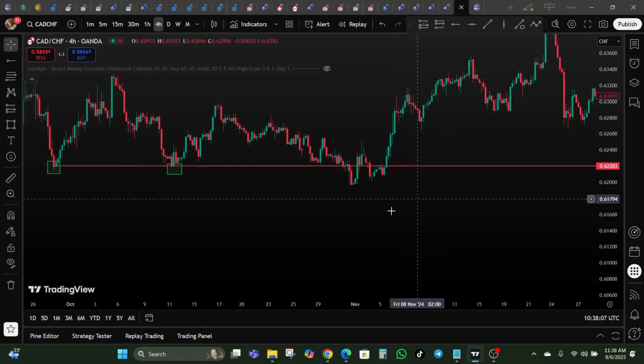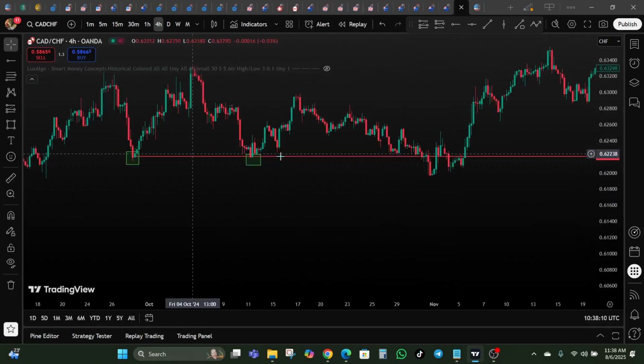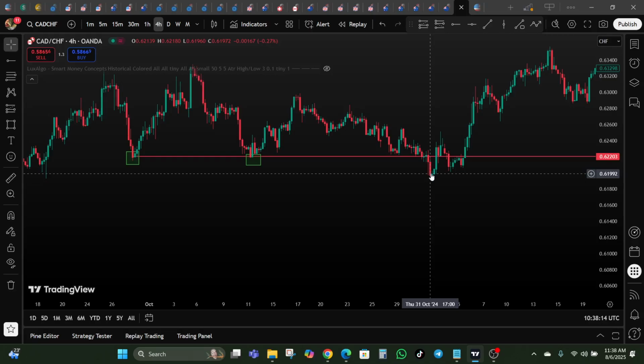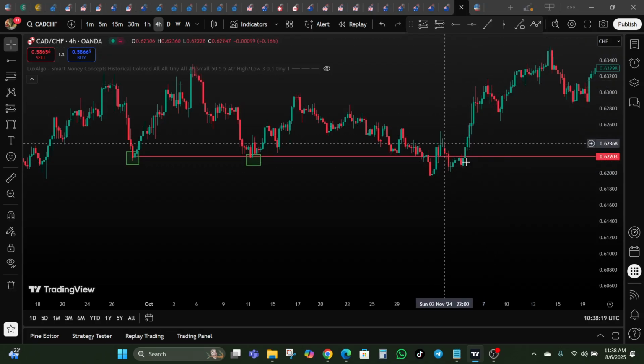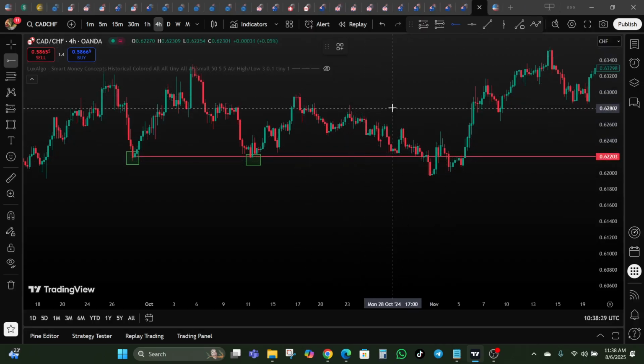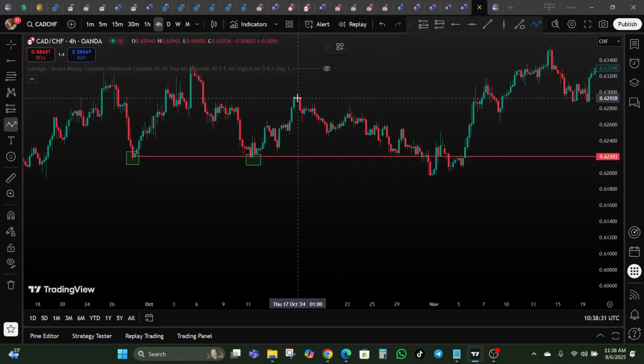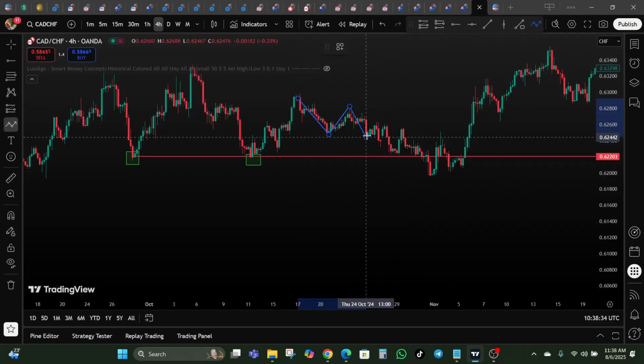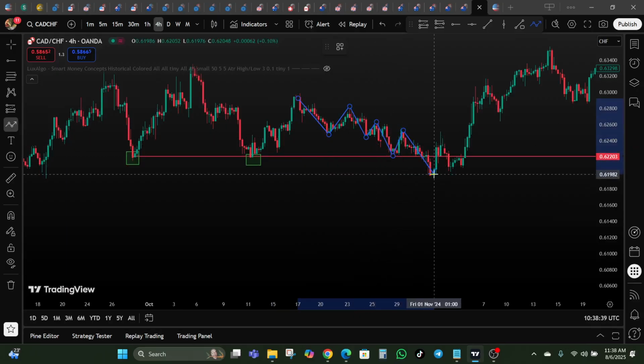So now what does that mean? When price broke below this equal low, the next thing for you to do is watch out for a break of structure. What we mean by a break of structure is, remember that when price is forming lower highs and lower lows, it is a sell trend, right? When price is forming lower highs and lower lows, it's a sell trend.